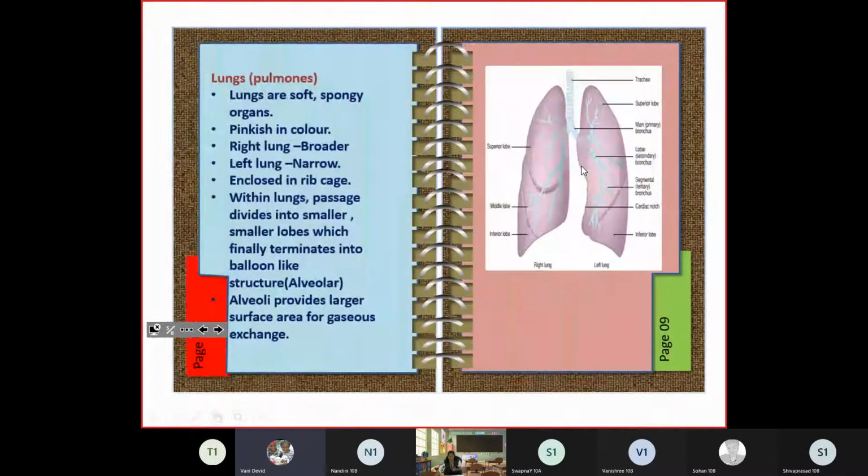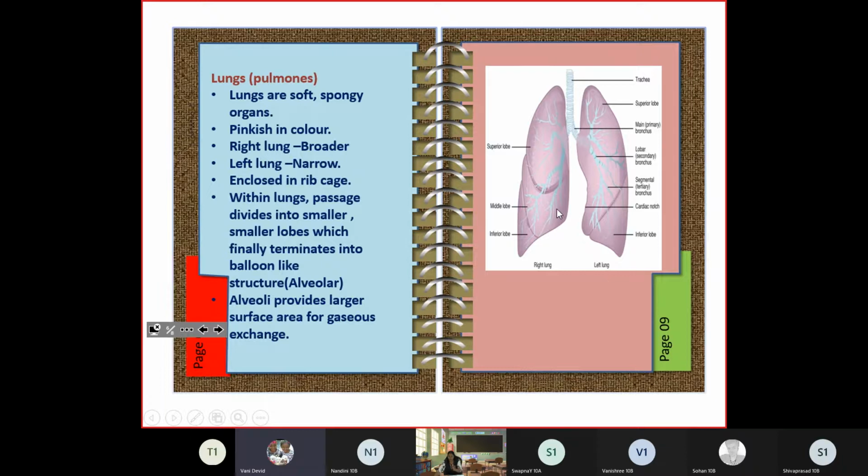Coming to the next, that is the lungs. The trachea is followed by the bronchus. The bronchus is again branched into bronchioles, which are present in the lungs. Now let us know more about the lungs. Lungs are soft, spongy, and pinkish in color. The right lung is broader and is divided into three lobes: the upper part, the superior lobe, the middle lobe, and the lower one, the inferior lobe. The left lung is divided into two, that is the superior lobe and the inferior lobe.